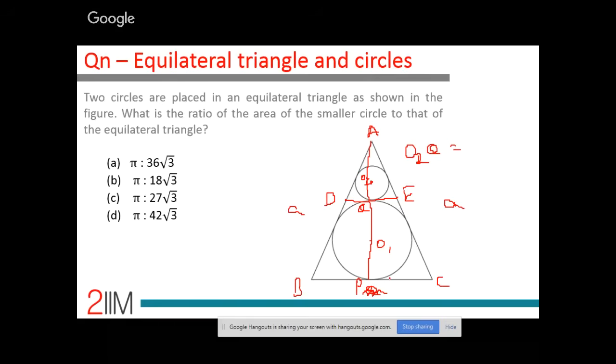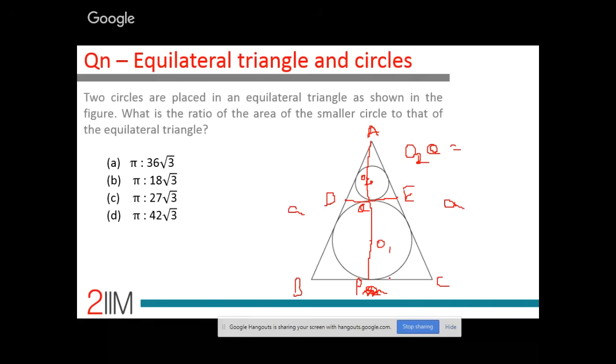AQ is A by 2 root 3. Now, O2Q as a share of AQ: what is O2Q for the small triangle? See, this O2Q is the inradius of the small triangle ADE, right? So forget about A by 2 root 3. Then we have to find the side of the triangle. Forget that. AQ is the median of the small triangle. What is O2Q in terms of AQ? 1/2 or 1/3? 1/3. So O2Q is 1/3 of AQ.